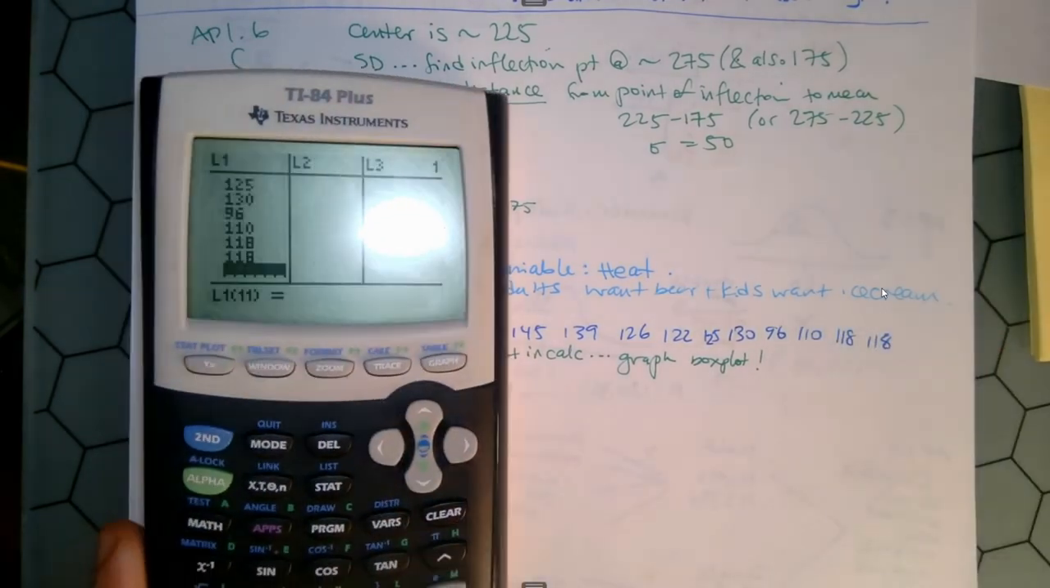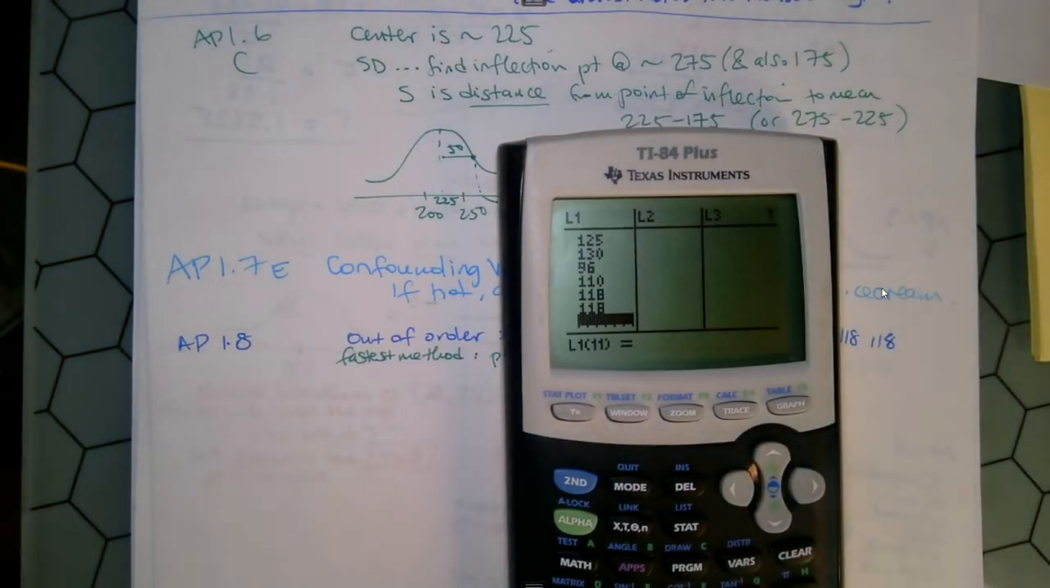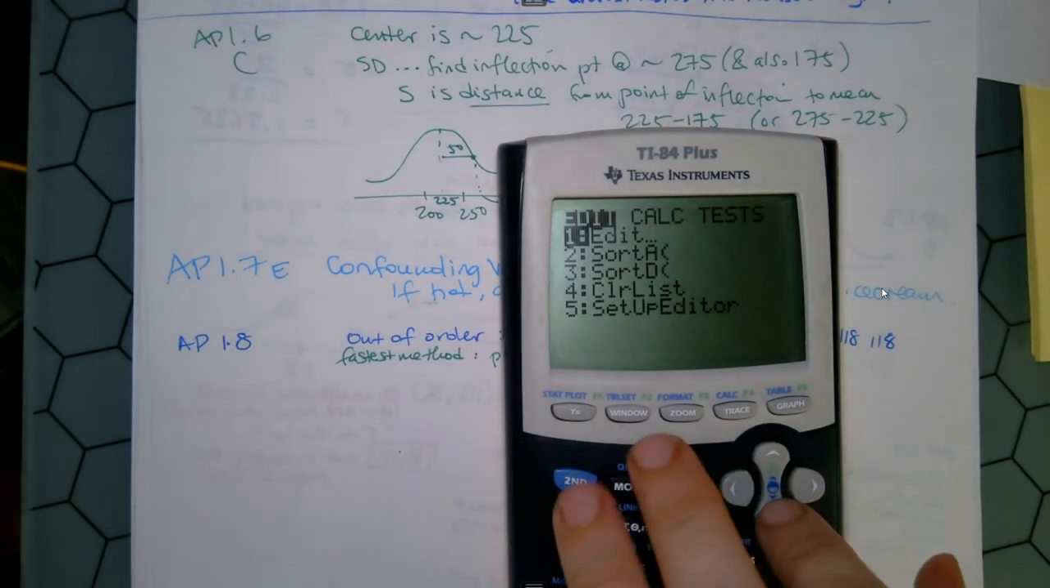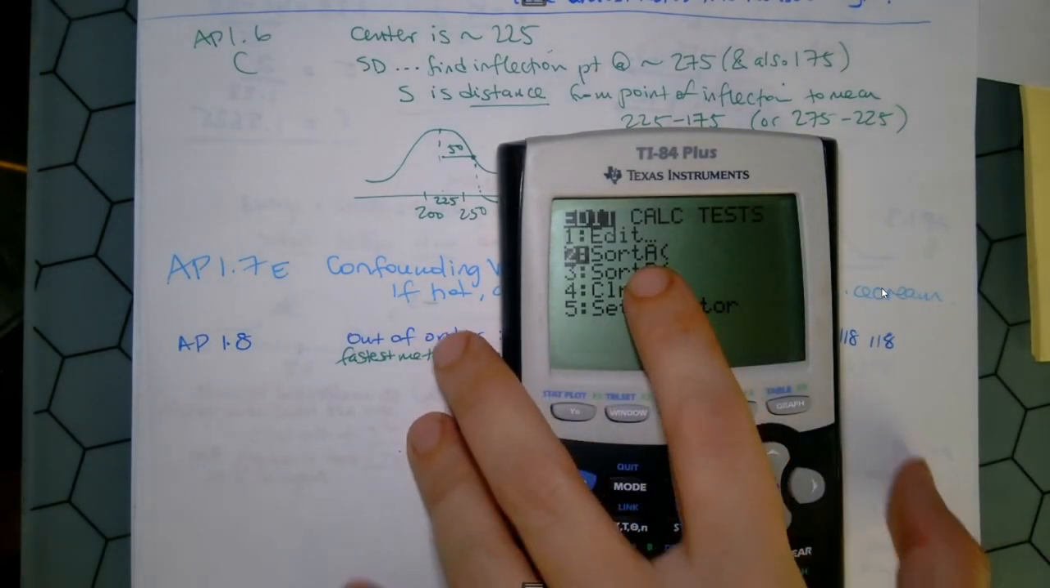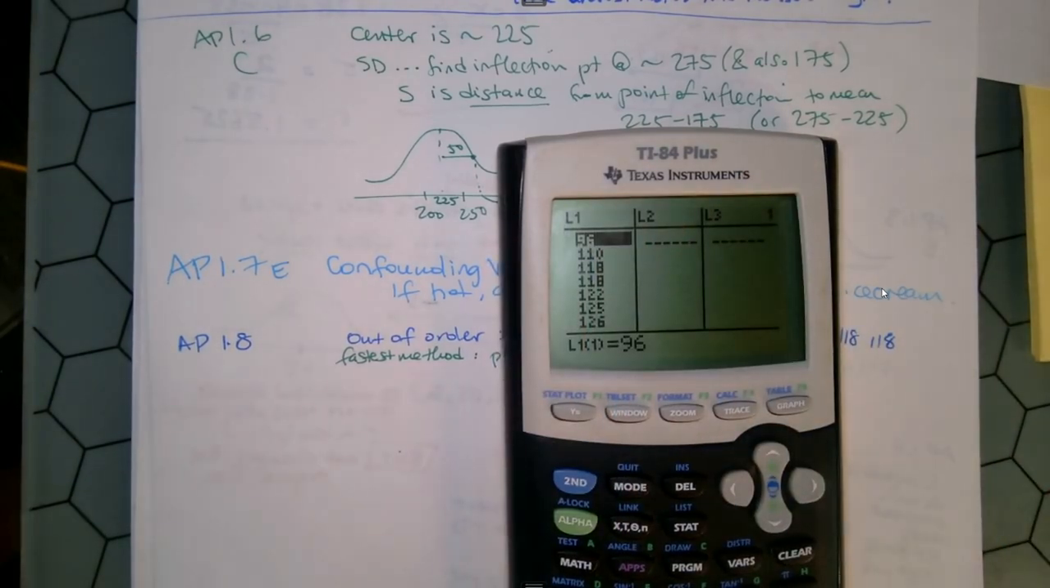They're out of order. So step one, if you wanted to put them in order yourself, you can. There's totally a button for that. What you do is you go stat, and instead of edit, you go to sort. Number two, sort ascending, so small to large. Please sort list 1. And it says done. And you've got to trust it. If you don't trust it, go look. Now they're in order.